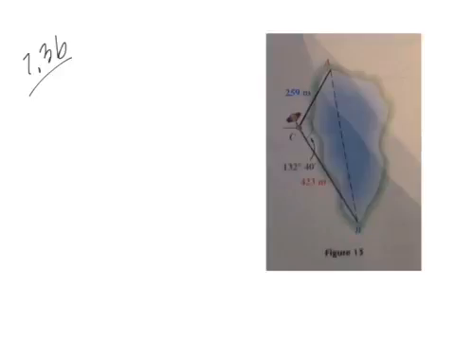While standing at point C, she finds that AC is 259 and BC is 423. And angle ACB is 132 degrees 40 minutes. Find the distance between A and B.